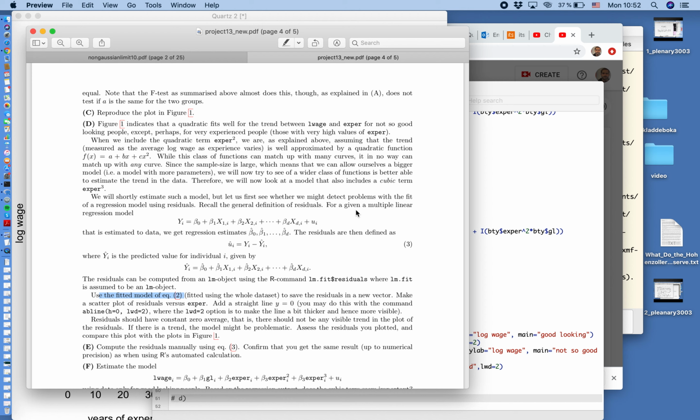Welcome back to this plenary session in GRA 6036. We are doing project 13 and this is exercise D. So we are now to use the model of equation 2 and compute the residuals and plot these residuals.